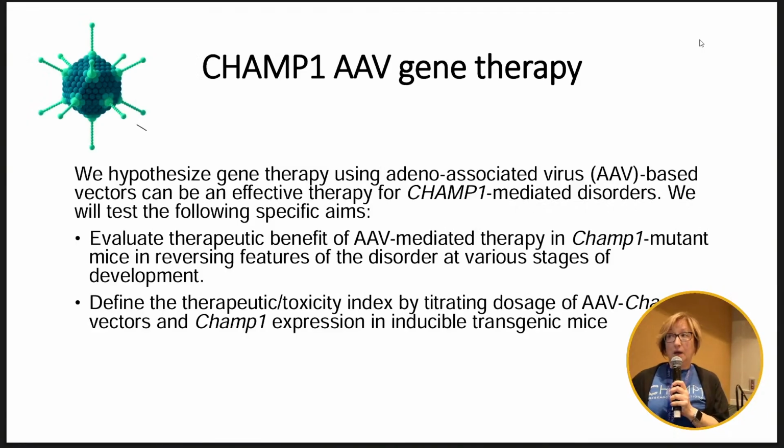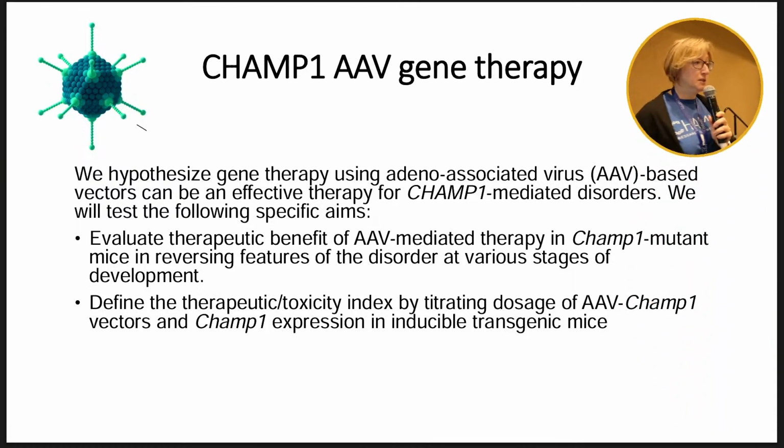Our hypothesis is that gene therapy using adeno-associated virus would be an effective therapy for CHEMP1 disorders. It's a monogenic disease, and the gene is sufficiently small that it could be packaged into AAV. AAV have been around and shown to be efficient for multiple other diseases when they were used. And we are going to evaluate the therapeutic effects of AAV using our mouse model.